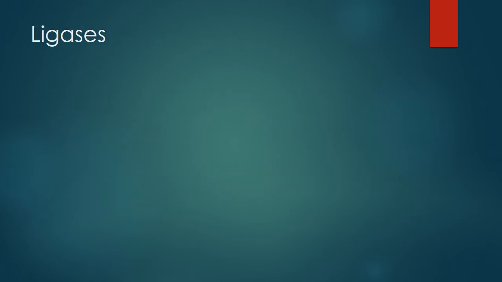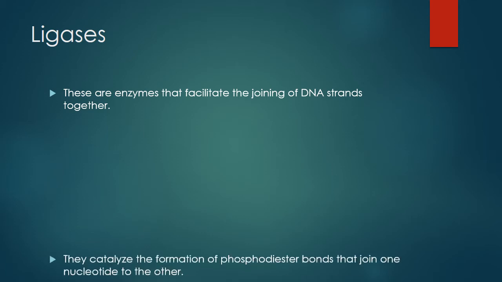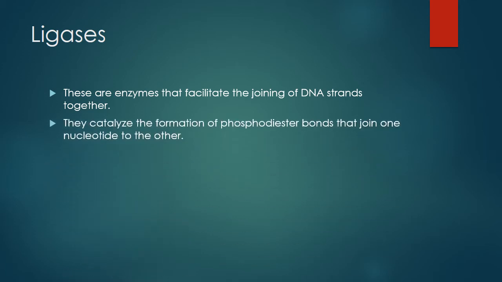Now onto ligases. So these are enzymes that facilitate the joining of DNA strands together. So after we've gotten our gene of interest and then we've cut sequences into our plasmid DNA vector, what we do is that we bring these two together, and these ligases help us to ligate these DNA together. They do so by forming phosphodiester bonds.